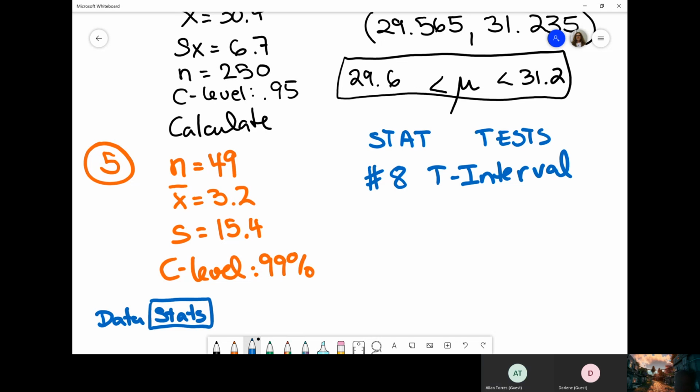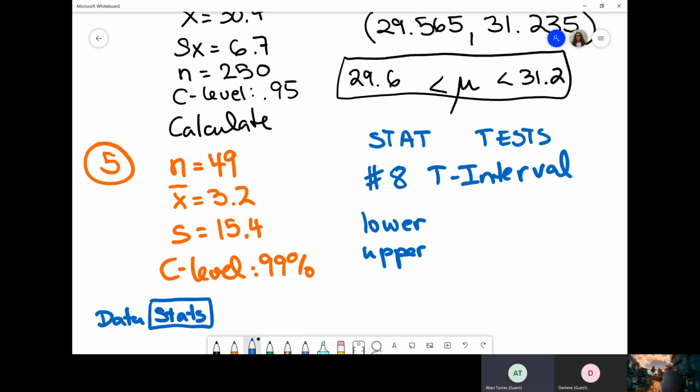Now let's enter the mean, which is 3.2. And then enter Sx, which is 15.4. Then enter n, 49. And enter the C level, that is 0.99. Enter. Now Darlene has to click on calculate. If you look in the app, it says lower and it says upper. That is your confidence interval.